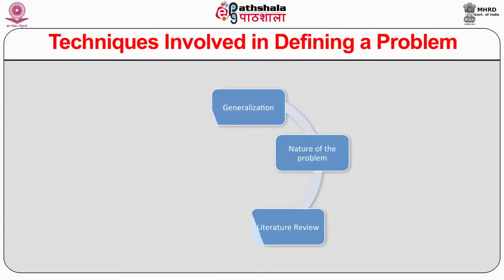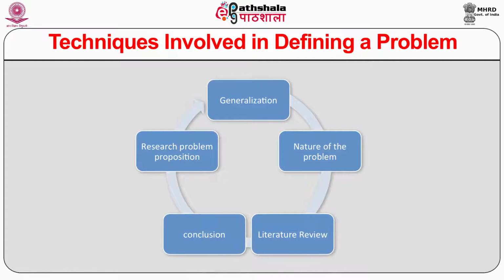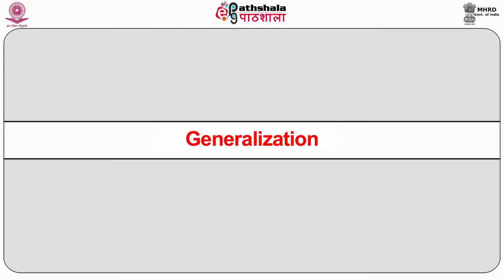Therefore, the problem undertaken should be explored in such a manner that due respect is provided to each of its related aspects. The technique of defining the research problem clearly involves different steps like generalization, the nature of the problem, literature review, the conclusions, and the research problem proposition. Let's take them one by one. Generalization. Here, the idea is to follow a generalized approach while presenting the problem in a general way scientifically.